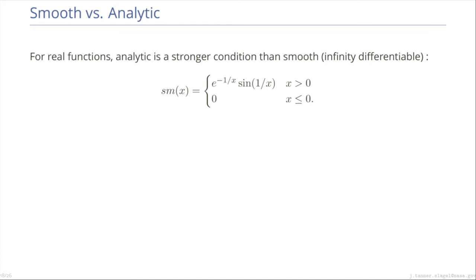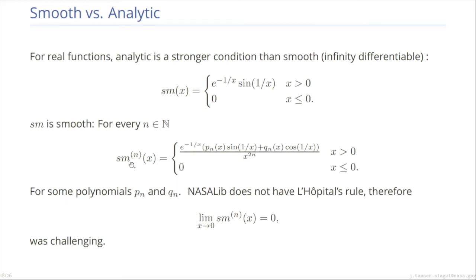I want to make this note that smooth and analytic are not the same thing. I think this is something that they talk about in an undergraduate real analysis class, but let's just hammer it home again because it's going to come up later. So analytic is stronger than smooth. If you take this function Sm, it's called Sm because it is a smooth function. You can show that the nth derivative takes this form. It's some big quotient where Pn of x and Qn of x are polynomials. And the derivative is that for a positive x and then it's 0 elsewhere.